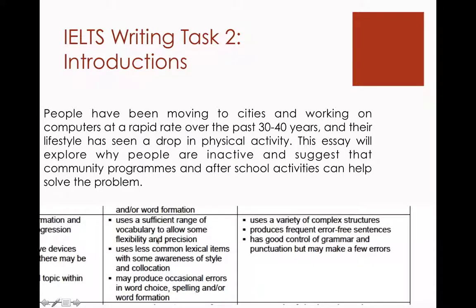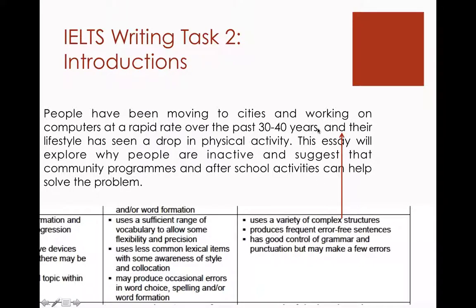So let's take a look at vocabulary and grammar. How have we done? So a variety of complex structures. Variety means many or a few. Complex structure. What is a complex structure? A simple structure is subject, verb, object. I've got a video on that you can see on my channel. And a complex one has two subject, verb, object structures usually.